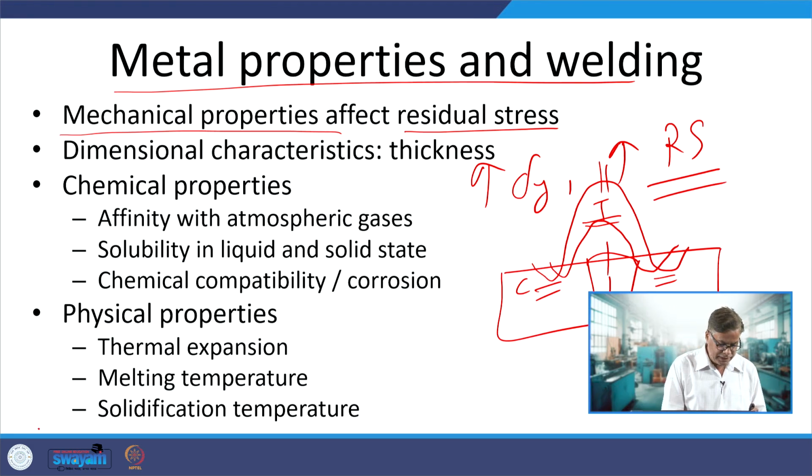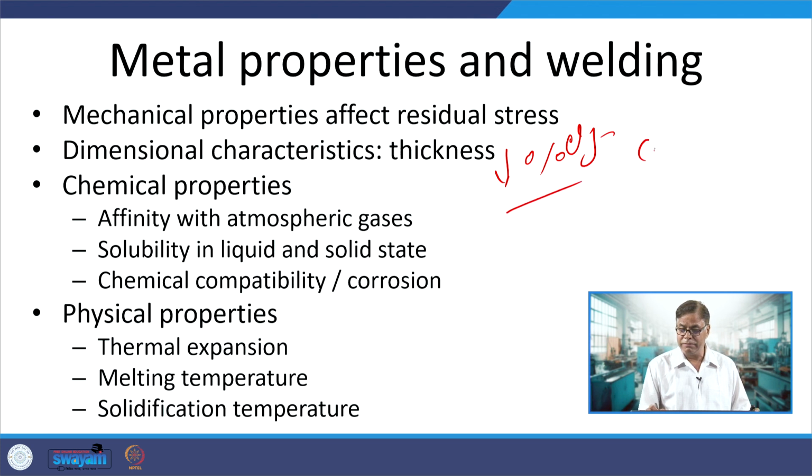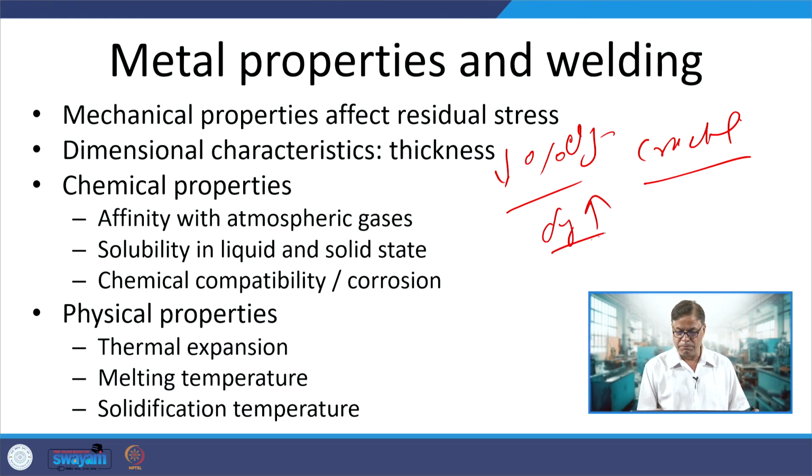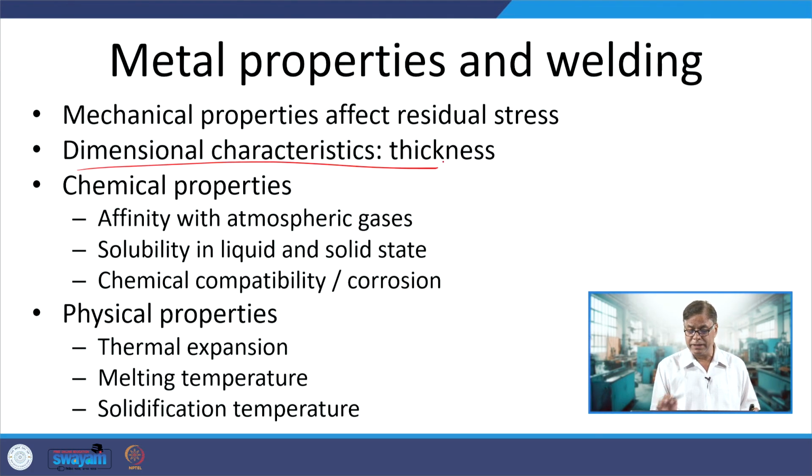Another aspect is that if the metal has a lower percentage elongation, then it will show greater cracking tendency. So, not just the yield strength is important, but also lower elongation, lower ductility will enhance the cracking tendency, because in any case residual stresses of the tensile type will be developed during the fusion welding of the metals. Another aspect is the dimensional characteristics like thickness.